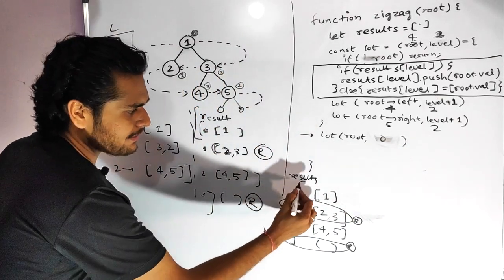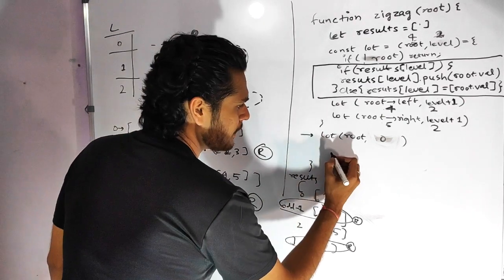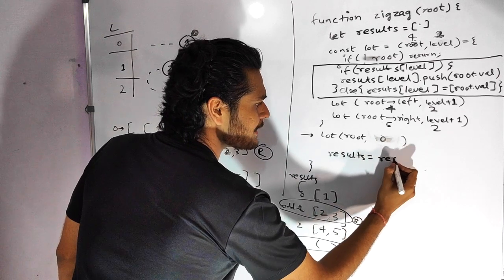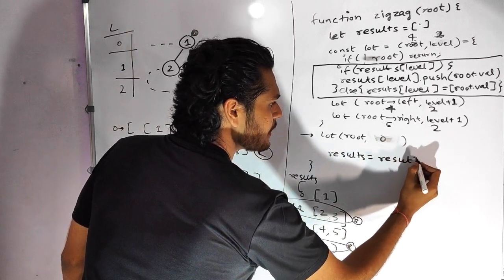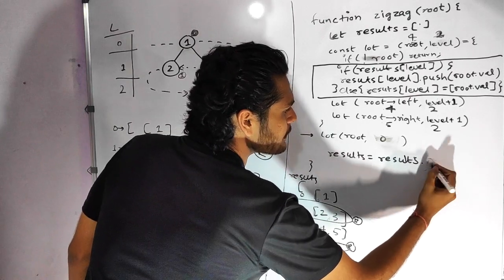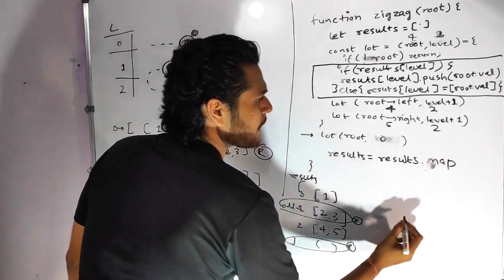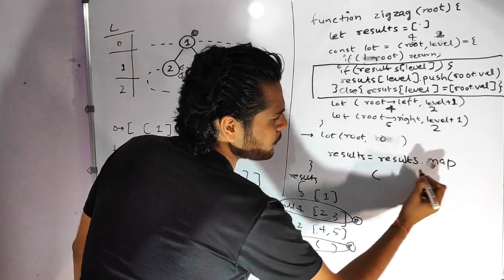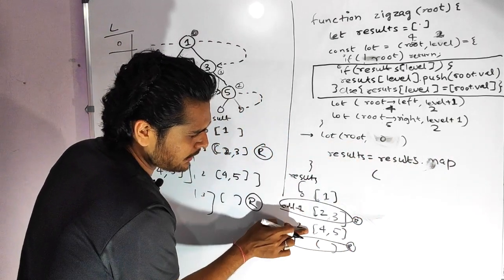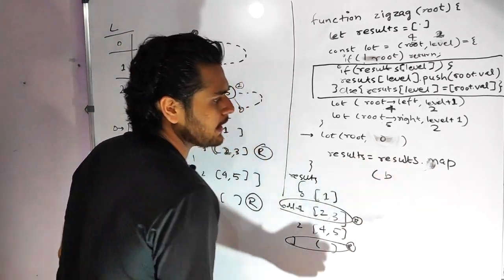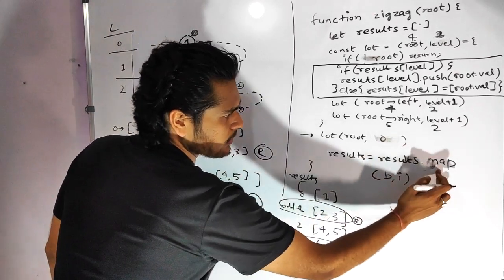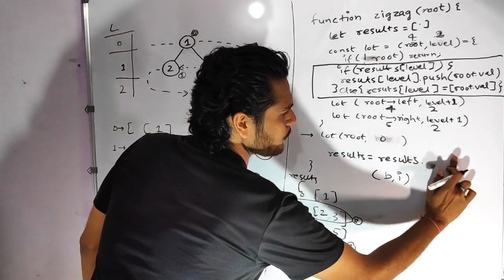Okay, so we have this array. We'll just do a map. So what we'll do, results is equal to results dot map, and this map function takes 2 inputs. First is the bucket, this bucket B, and the index. So now this map function, let me write it over here instead.